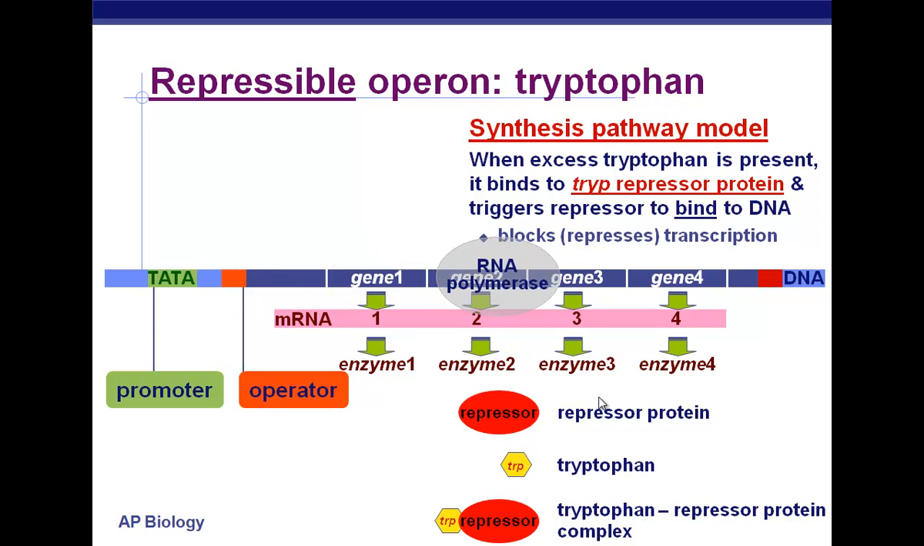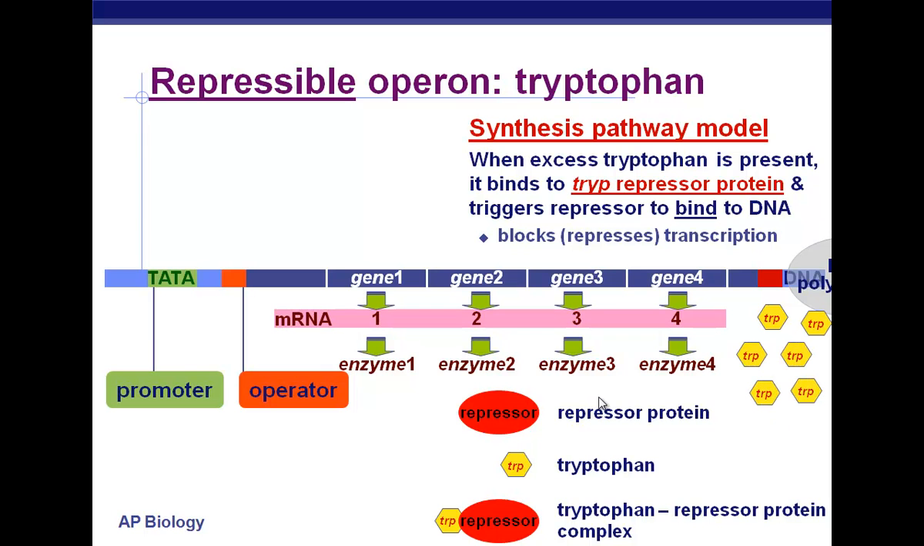Now, as you're building these molecules, eventually you're going to get a lot of tryptophan. And you're going to say, well, we better shut this thing off. We don't need any more tryptophan. And that's when excess tryptophan will bind to this repressor protein.